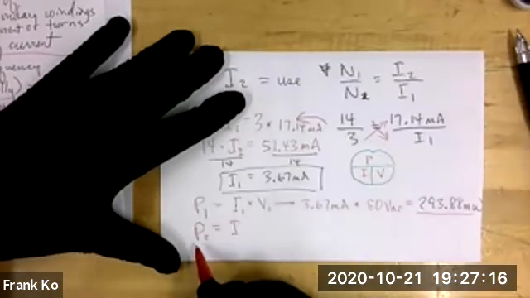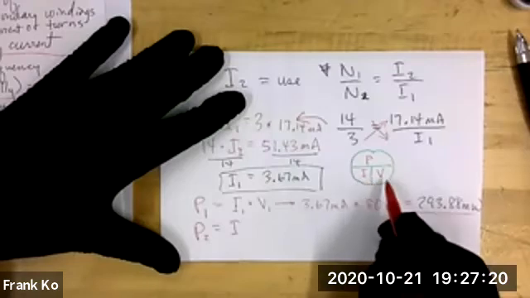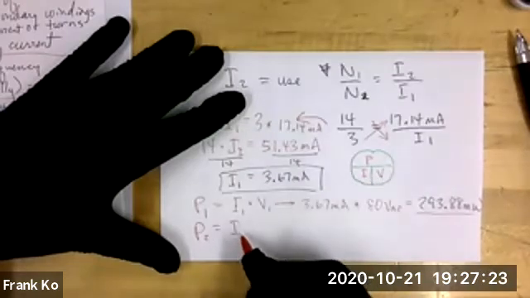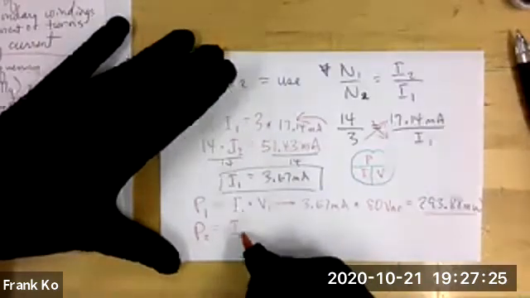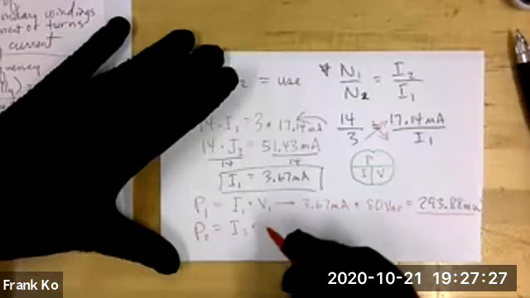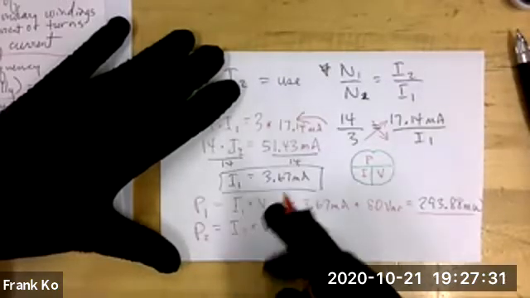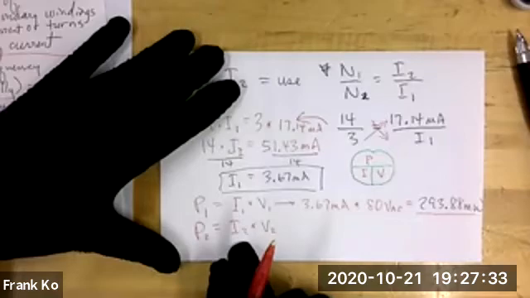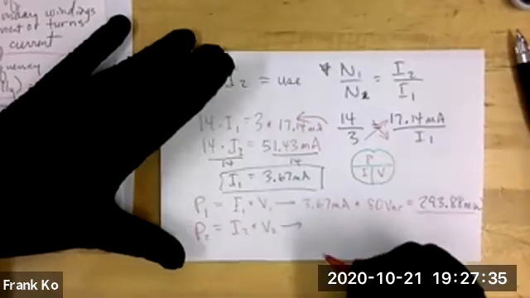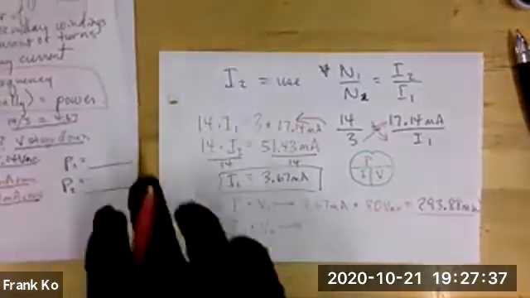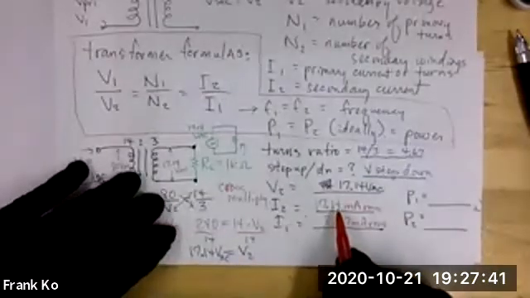If I'm looking for a P2, it would be equal to still, according to Watt's law, I times the V. Which I? I2, and times which V? V2. That makes sense for everybody? P2 is equal to I2 times V2. Do we have the numbers for I2? Well, we go back to our original sheet right here. Our I2 was given as 17.14 milliamps.